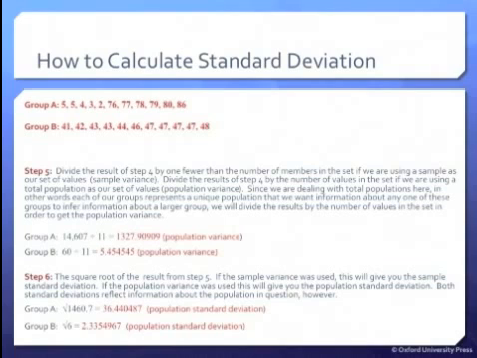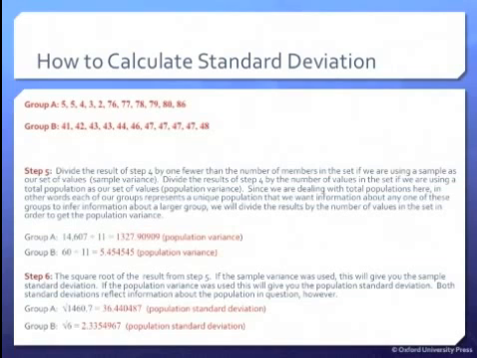Finally, in step 6, we take the square root of the results from step 5. If the sample variance was used, this will give you the sample standard deviation. If the population variance was used, this will give you the population standard deviation. Both standard deviations reflect information about the population in question. The only difference is that the sample standard deviation reflects information about the total population based on a sample rather than the total population itself. Since we initially calculated the population variance, when we obtain the square root of this number, we end up with the population standard deviation.